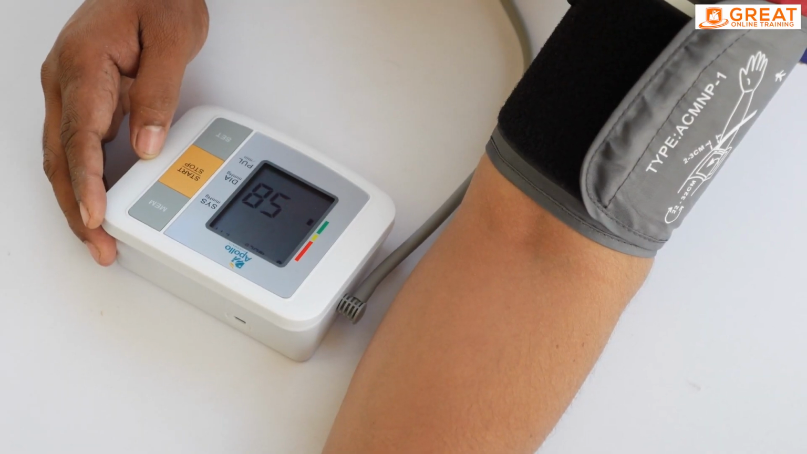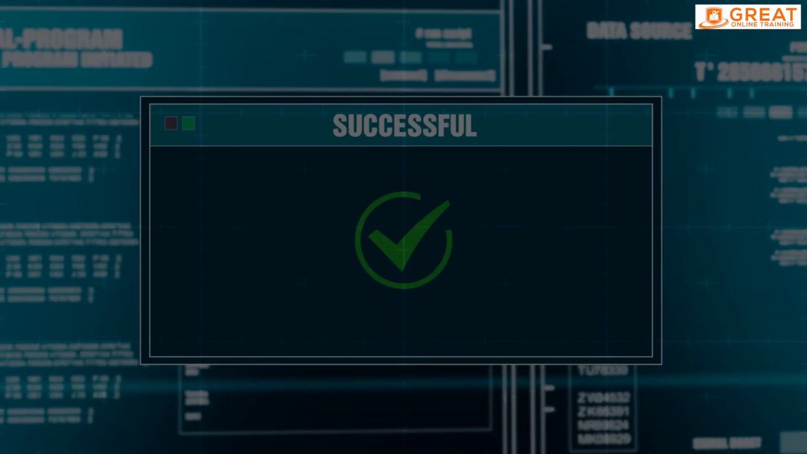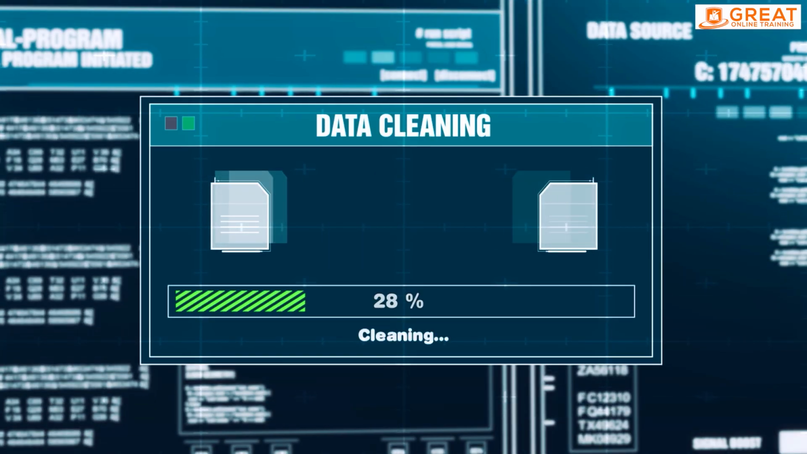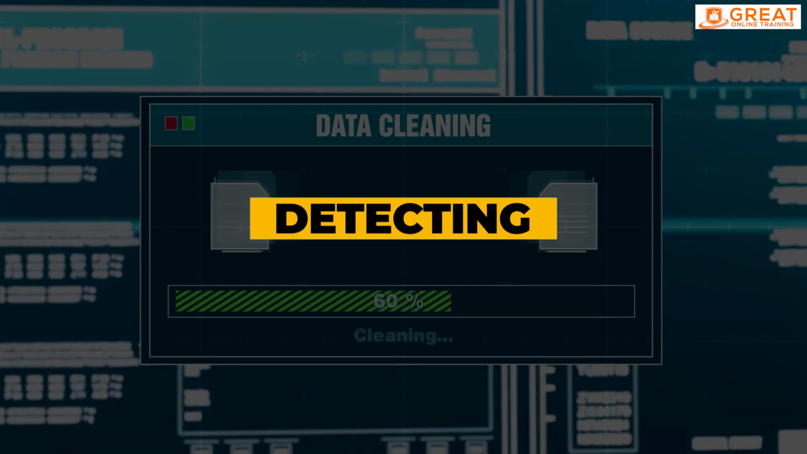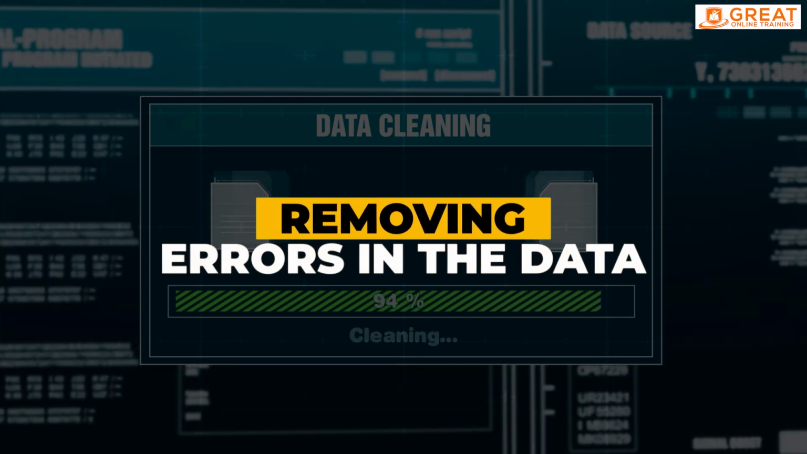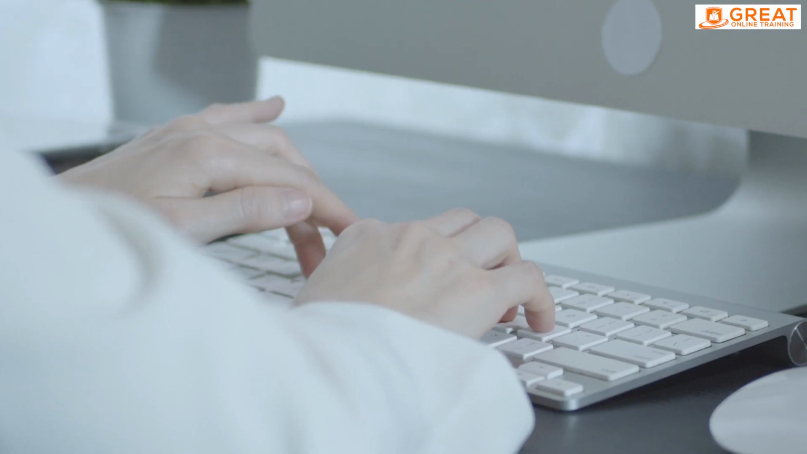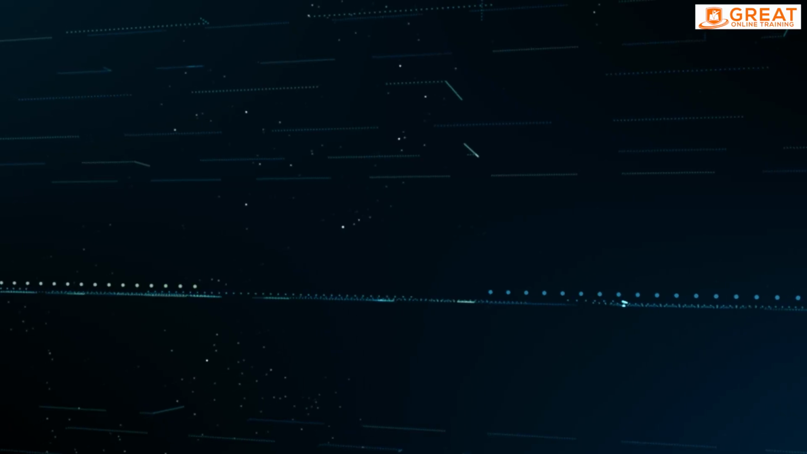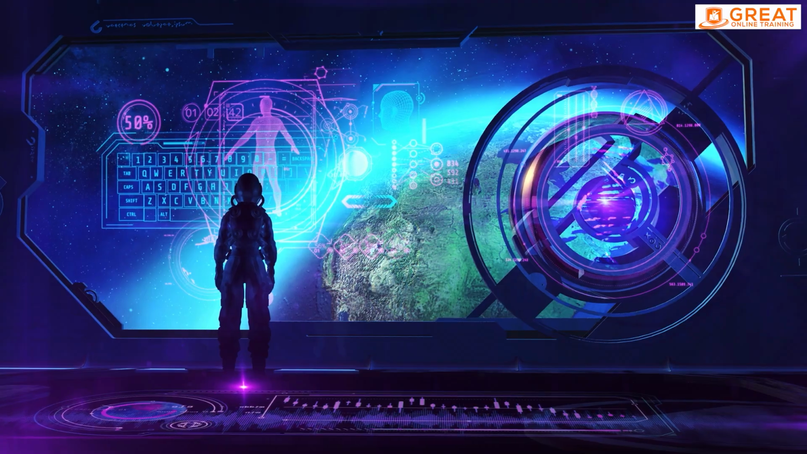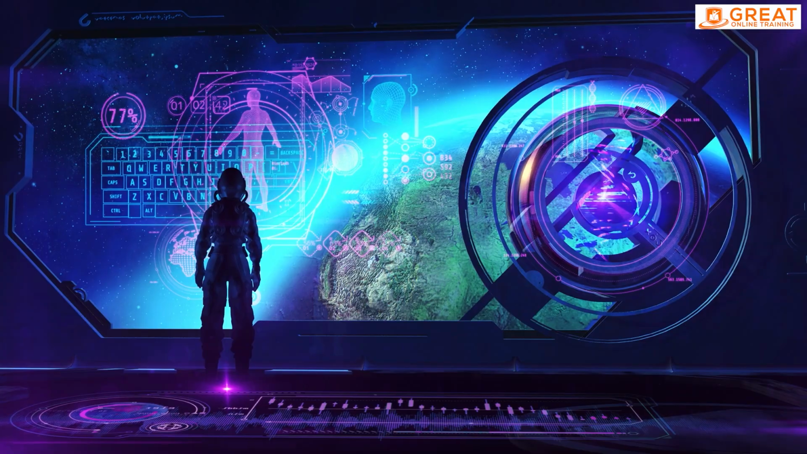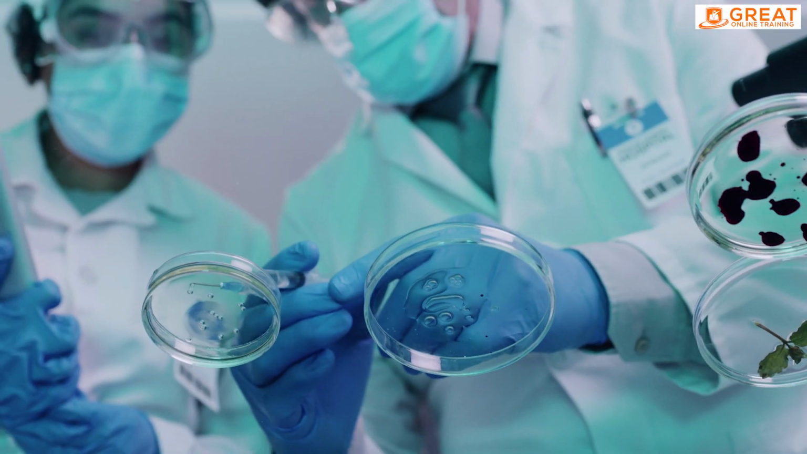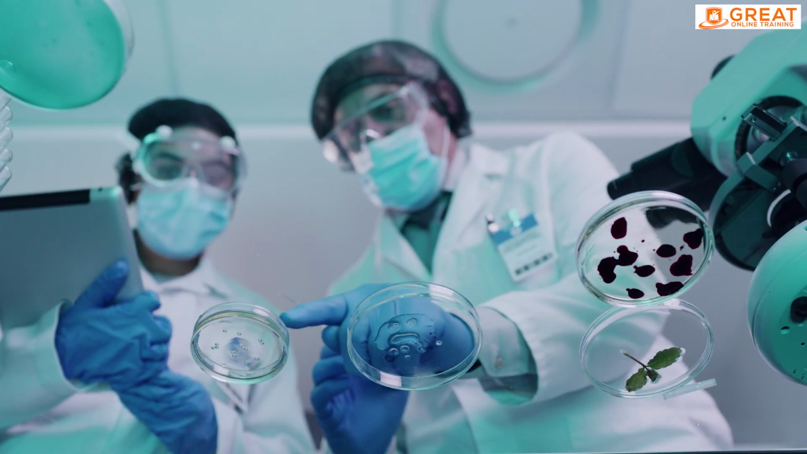Data cleaning. Next, we have data cleaning, which involves detecting, correcting, or removing errors in the data. This might be inconsistent entries, missing data, or even outliers that don't fit the pattern of other data points. In some cases, it may involve following up with the site or investigator to resolve any discrepancies.